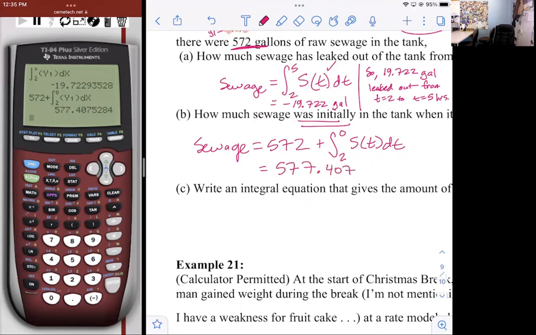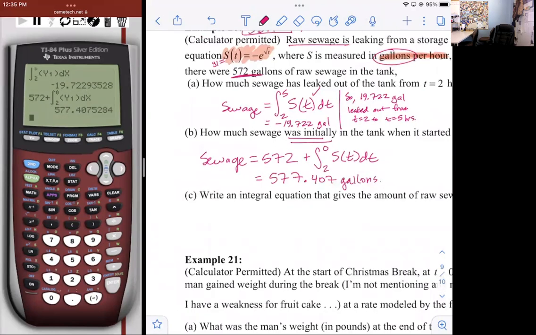577.407 or 408. And what are the units there? Gallons. Now, could I stop there for my final answer? Yes. Unlike above, where it asked how much leaked and was interpreting the sign for me, so I had to answer in the positive. This isn't an acceptable stopping thing.